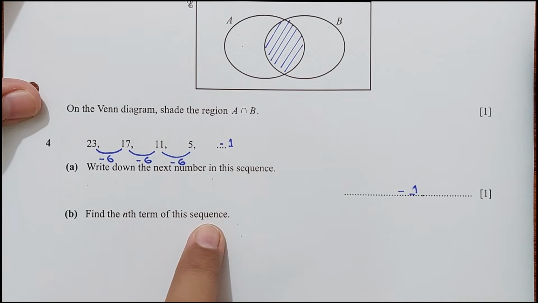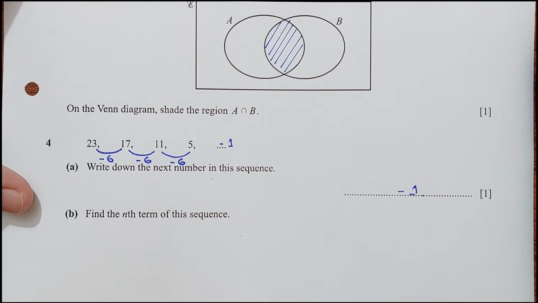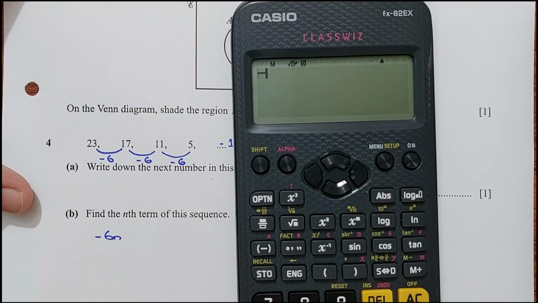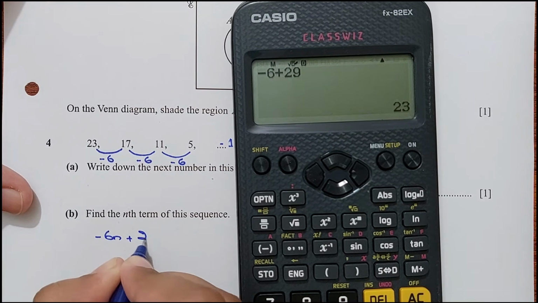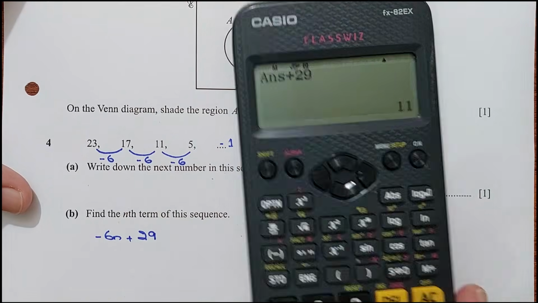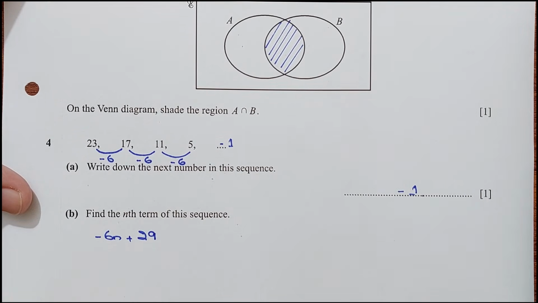Okay, part B, find the nth term of the sequence. For the nth term, we can easily guess -6 times n, right? When n is 1, -6 times 1 is -6. So in -6, what do we add to get 23? If I add 29 to -6, you will get 23. So plus 29. For the next term, n is 2: -6 times 2 plus 29 is 17. Let me check the third term: -6 times 3 plus 29, which is 11. Yes, so this is the nth term, 29 minus 6n.